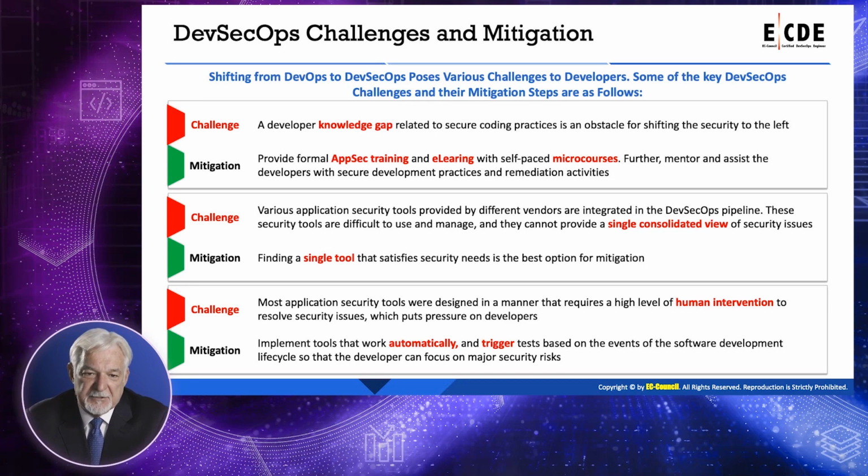Another challenge: most application security tools were designed in a manner that requires a high level of human intervention to resolve security issues, which puts pressure on developers, or even to run the tool. What you want to do is implement tools that work automatically and trigger tests based on the events of the software development lifecycle so that the developer can focus on major security risks. And not only that, but with advice out of the tool as far as how to mitigate and take care of that security risk, they can get to it more rapidly and early in the stages.